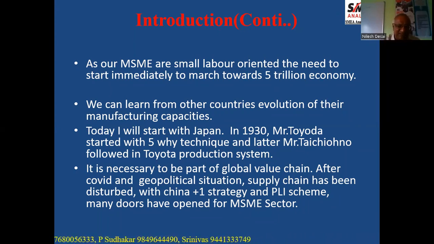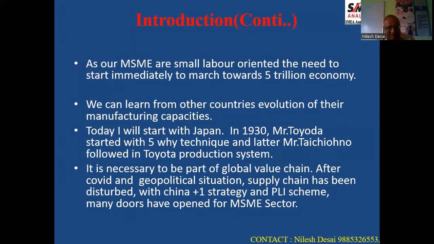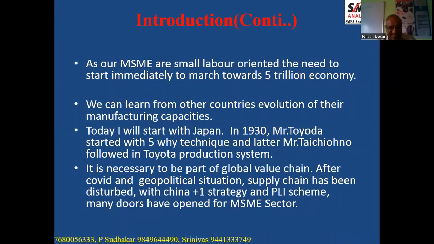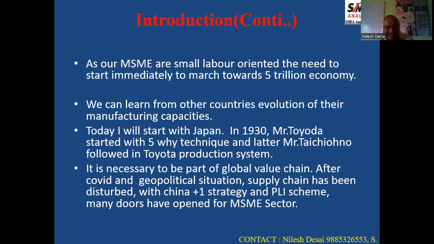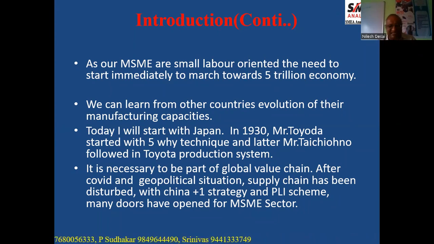We can learn from other countries' evolution of their manufacturing capacities. So today I will start with Japan. In 1930, Mr. Toyoda started with the 5 Why technique, and later Mr. Taiichi Ohno followed with the Toyota Production System in 1950. The Toyota Production System has become a system by itself, followed till today, 70 years later also.